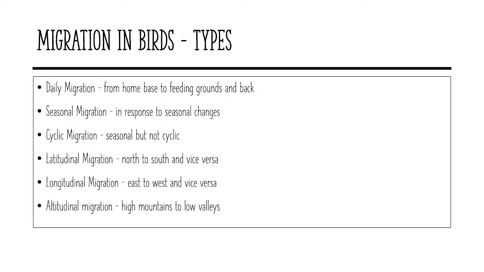Next is cyclic migration, the third type. Cyclic migration is seasonal, but it does not happen at regular intervals. So if it happens at regular intervals and it is seasonal, it is called seasonal migration. But the migrations of some birds are seasonal but do not occur at regular intervals.